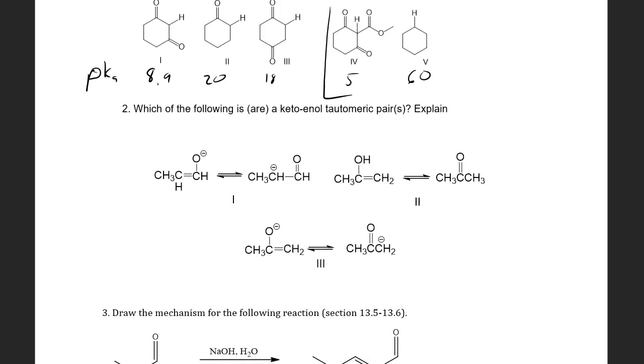For the next question, select the compounds that are keto-enol tautomeric pairs. So in this case, our enol is here and our ketone is here. In all the rest, we have enolate ions, so we have enolate ions or anions. Those are not our ketones or enols, so this one is the right answer for that reason.